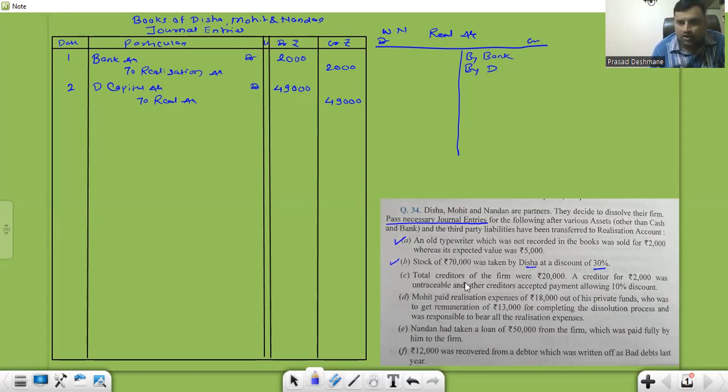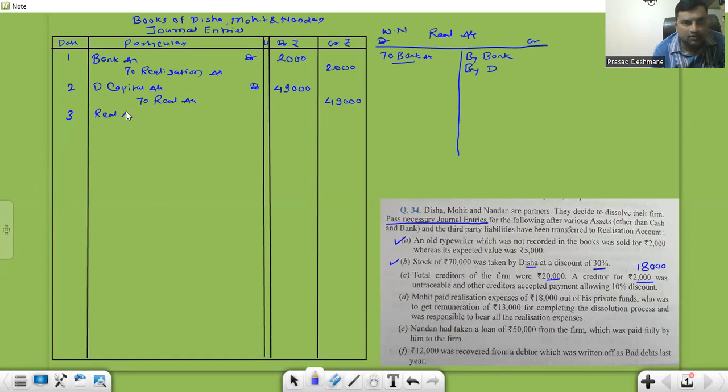Now see, total creditors of the firm were 20,000. A creditor of 2,000 was untraceable and other creditors accepted the payment allowing 10% discount. Out of 20,000, 2,000 is not traceable. Now how much is left to pay? 18,000. And those creditors accepted payment allowing 10% discount. So we made a payment of 18,000 minus 10%. When we make a payment, where do we record it in the realization account? Debit side. What we used to write? To bank, correct? So bank is credited in the journal entry. The entry will be what then?